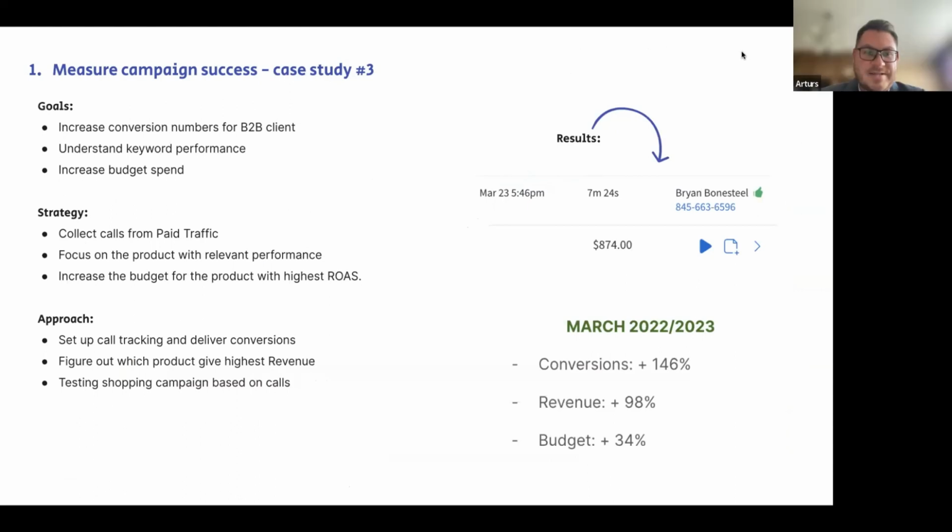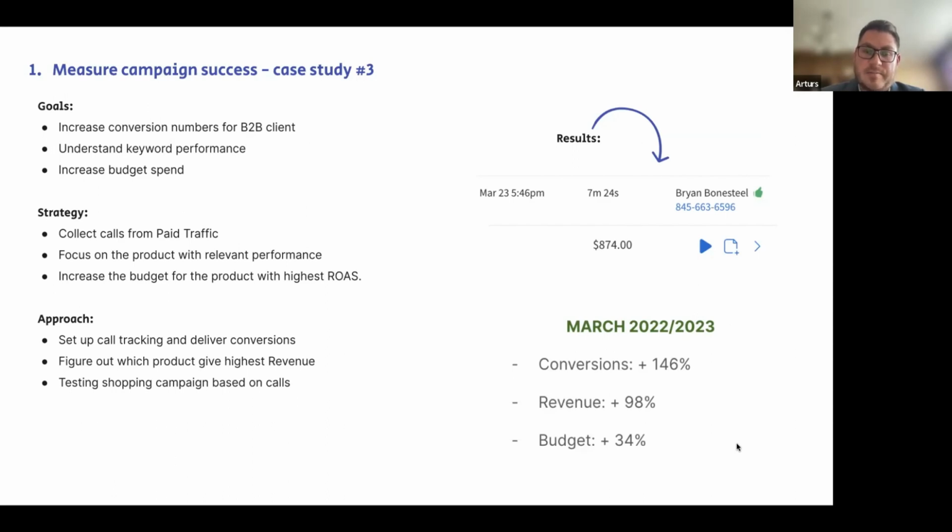Besides this, we have one more case study from our B2B client. Part of our clients is from the B2B side, and it's always hard to track and find new audiences and increase conversion numbers. What we did, we found services like CallRail, which track all phone calls from paid traffic and website traffic. We synchronized Google and Bing ads with CallRail, and now we push all calls with purchases with numbers to Google and Bing ads.